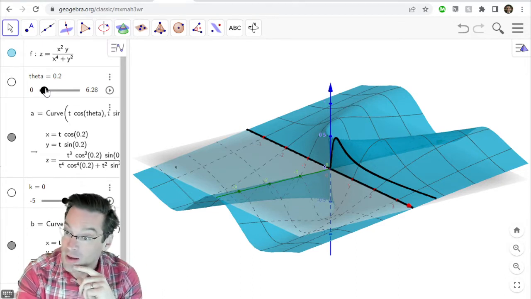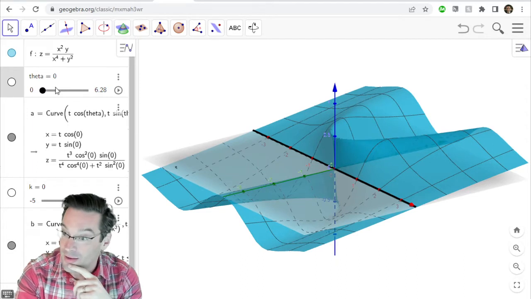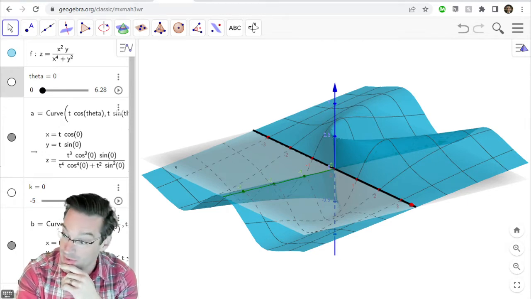So then the next step, maybe return your first slider to 0, just so that it sits on the x-axis. And now you have a quadratic slider, that's the second one down on this, to take some different quadratic approaches to the origin. See what those are doing.